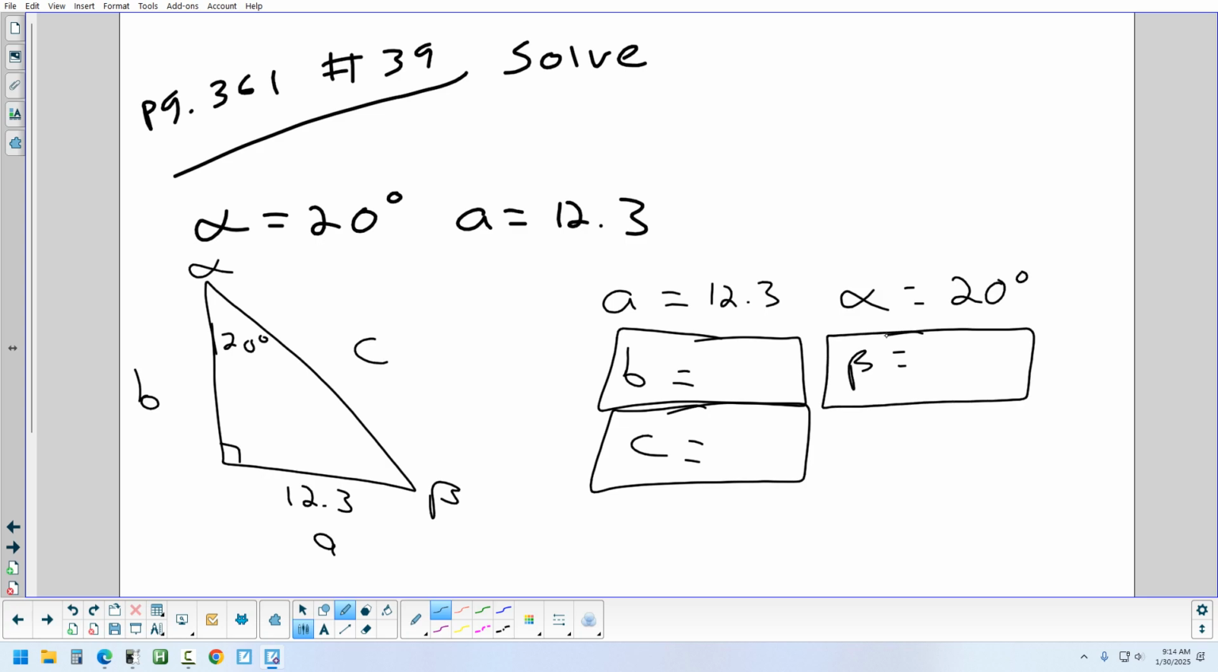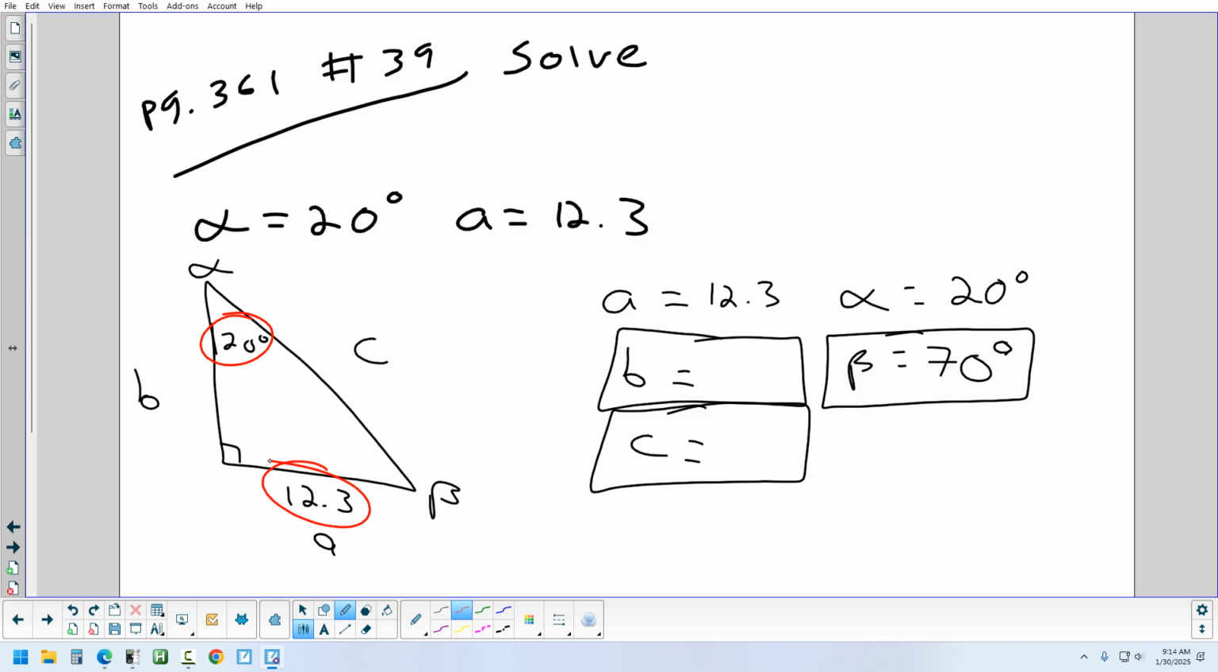All right. So I would start with the angle. What is beta going to be? Yep. Beta is going to be 70. Now that you have beta, forget about it. Don't use it for anything else. I'm going to circle the two things I was given. That and that. Which one do we want to try to find first?